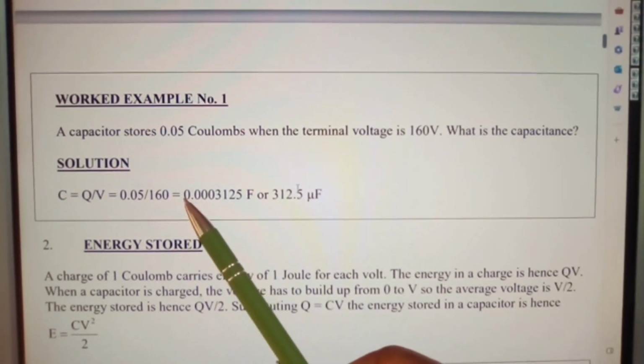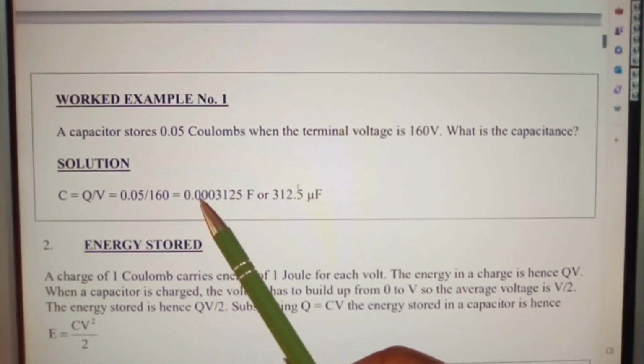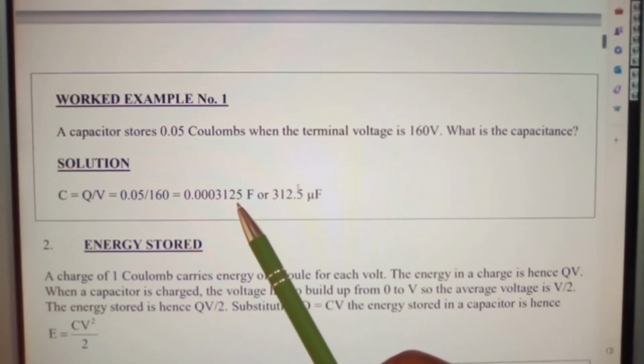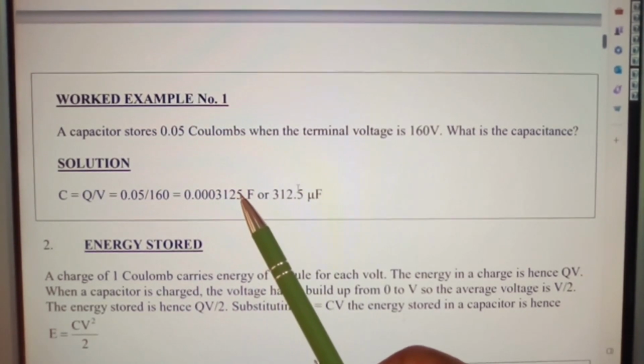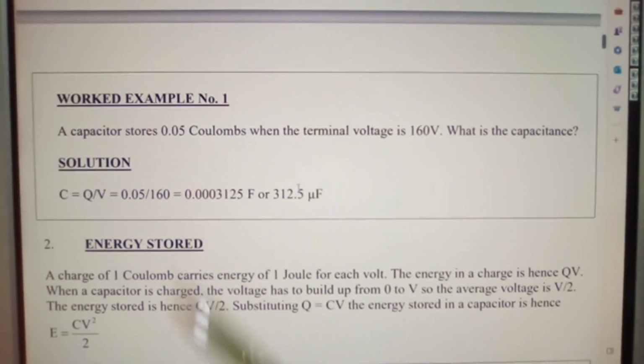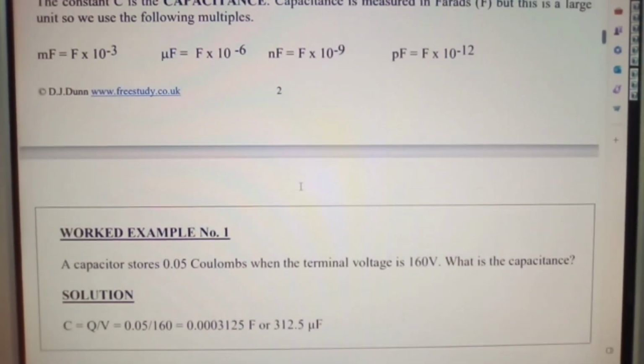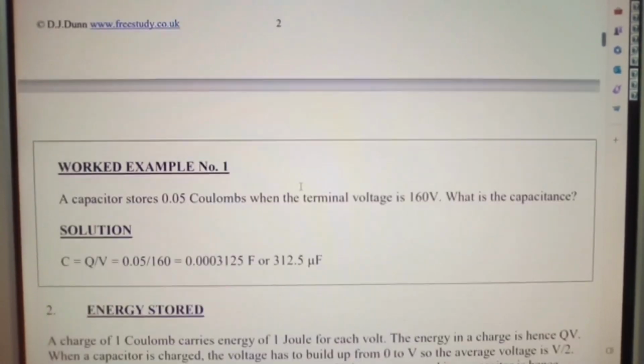So what is happening here? They move the decimal point 1, 2, 3, 4, 5, 6 places in order to bring it to 10 to the minus 6.